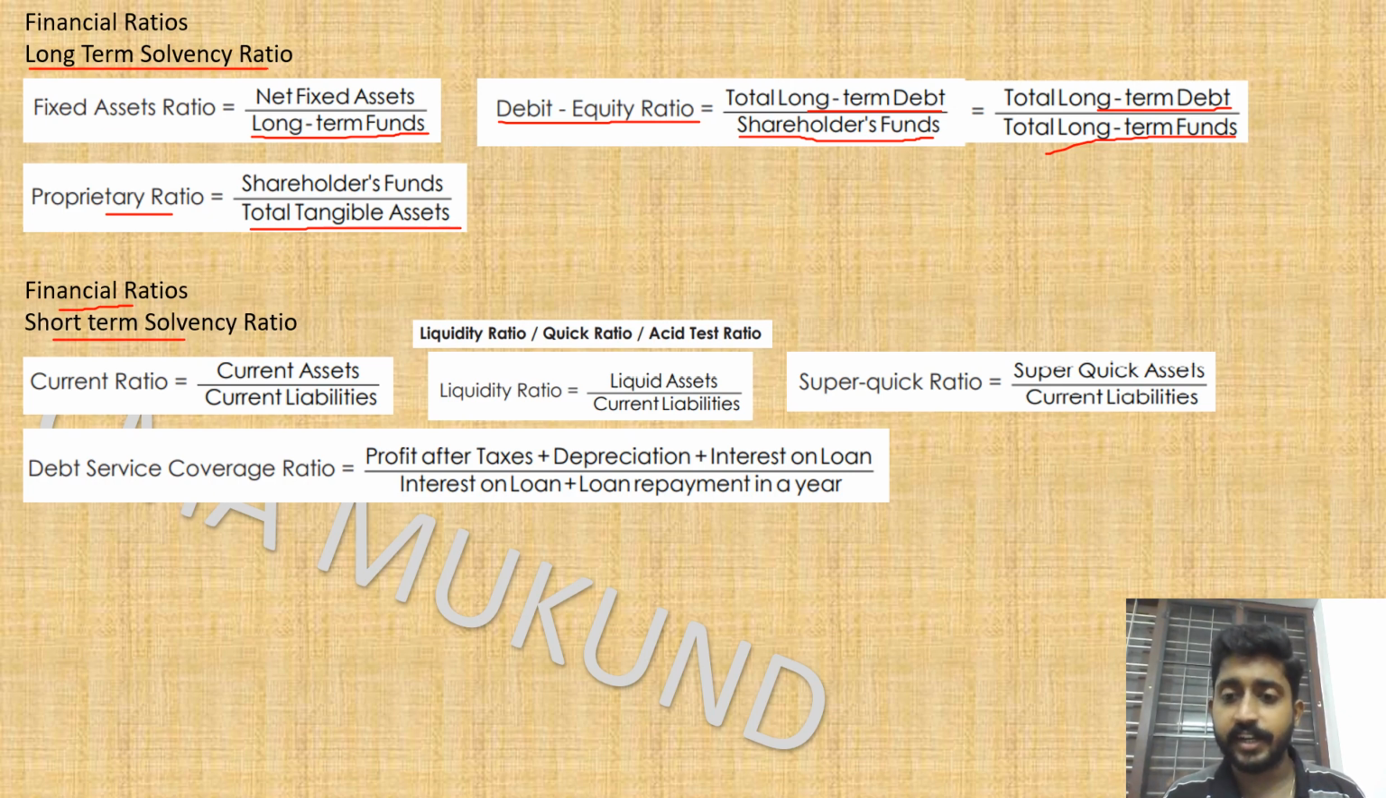Almost every time you will get a current ratio question for sure. Current ratio is current assets divided by current liability. What are current assets? Any asset which will have a term of less than one year is called a current asset. So what are some examples of current assets?